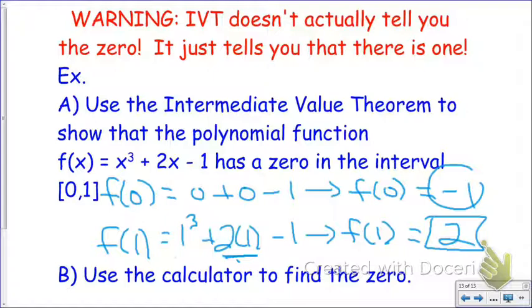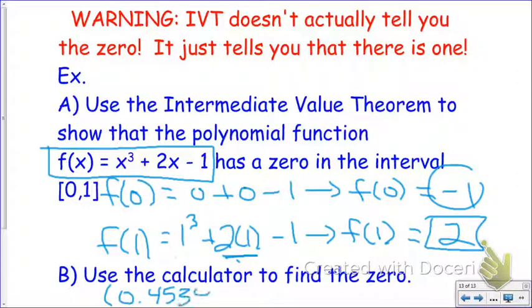In order to actually find that 0, you can use your calculator. So I'd like you to plug this function into your y equals, go to second calc, and calculate your 0. When you do that, you should get the ordered pair somewhere around 0.4534, 0. That is the actual 0 that we knew existed between the interval 0 to 1.